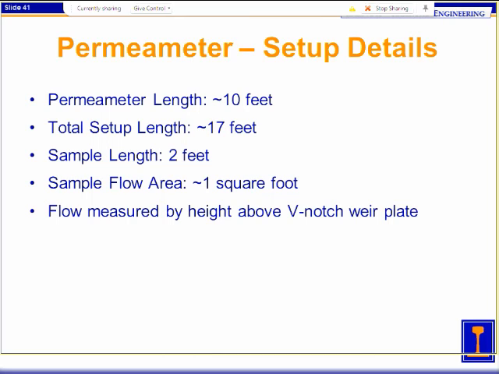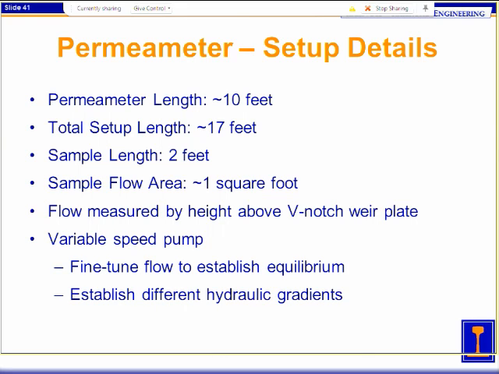By measuring that height, there is an equation you can use to get the actual flow through it in cubic feet per second. And we've got a variable speed pump at the end, which allows us to fine-tune either to establish equilibrium in the system if need be, or to establish different hydraulic gradients for the system to test at.